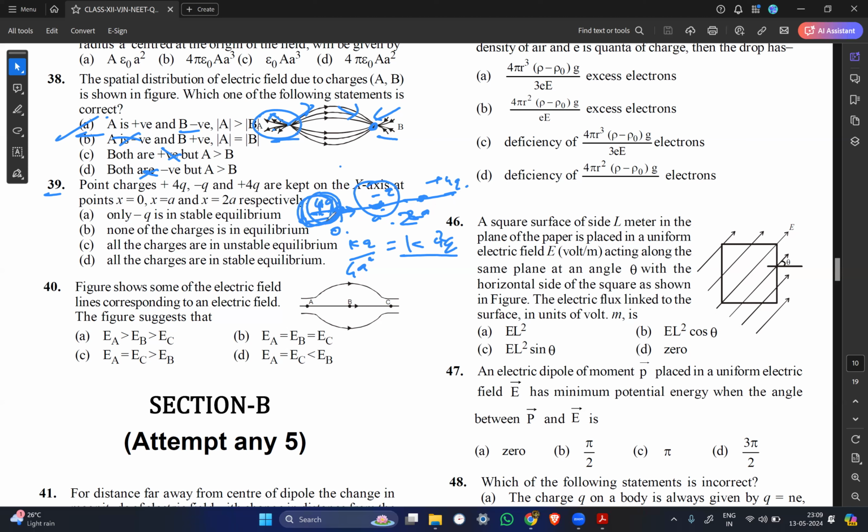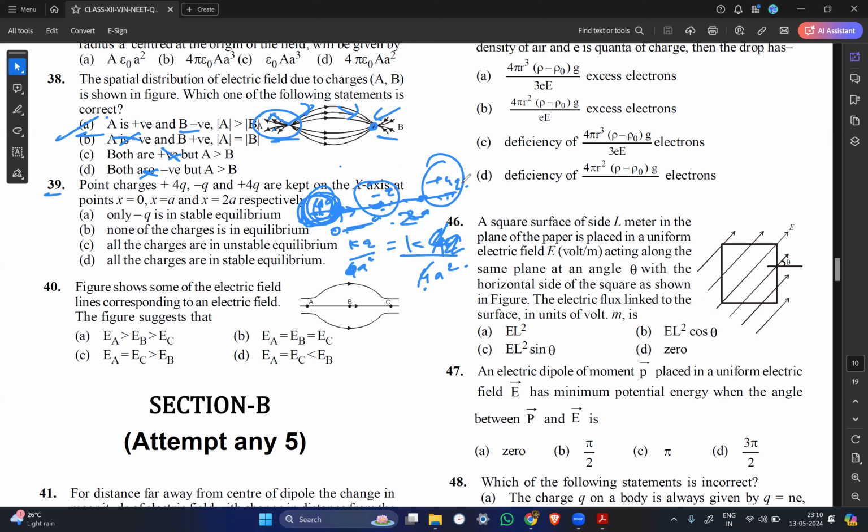I'm telling about the force on this. Force on this will be K into, this equal to KQ by A square actually. And this will be 4 into 4Q by 4A square, so KQ by A square, KQ by A square. So the net force on this will also be 0, this will also be 0.